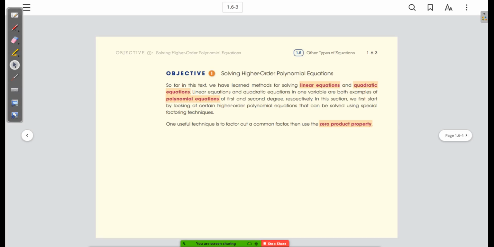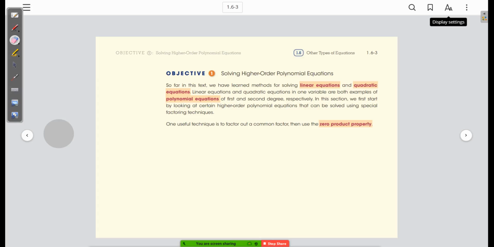Okay. So far in this text, we have learned methods for solving linear equations and quadratic equations. So we're talking about equations, linear being first degree, in the form of x to the first power, or simply x, and quadratic, which would be x squared. Linear equations and quadratic equations in one variable are both examples of polynomial equations of first and second degree, respectively. In this section, we first start by looking at certain high-order polynomials that can be solved using special factoring techniques. One useful technique is to factor out a common factor and use the zero product property.